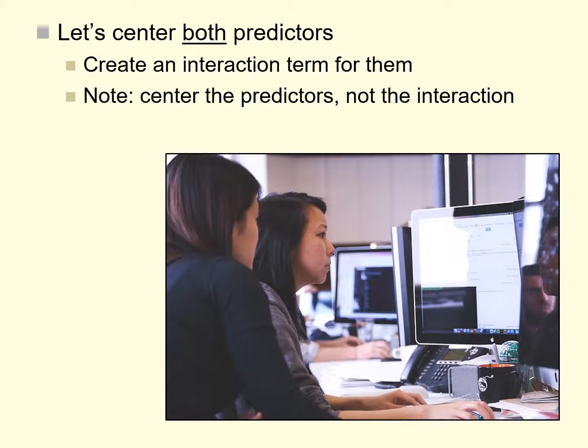So based on that, let's just go ahead and center both of the predictor variables, and then of course create an interaction term for them. Now note here, we don't need to center the interaction term itself. We just center the predictor variables, one or both of them, in this case both of them, and then multiply them together to create that interaction term.